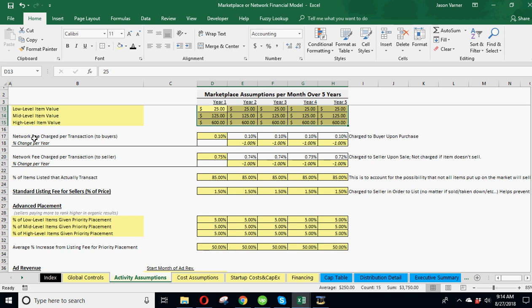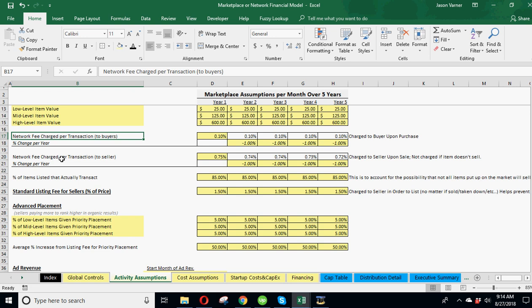Then we have how you're actually going to make money as a network. So you're going to charge a network fee, and I've done a couple different fees. If they don't apply, you can simply zero them out. But I just tried to include every possible way that you might make money on this activity. So we've got the transaction fee charged to buyers. This means if a buyer goes and buys something, they actually have to pay a little bit of a network fee.